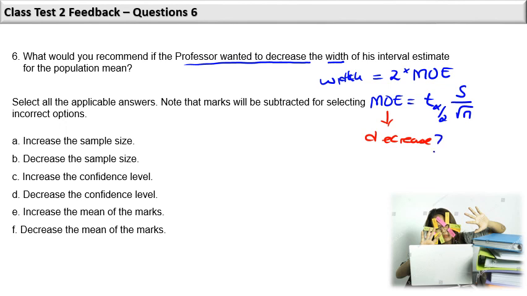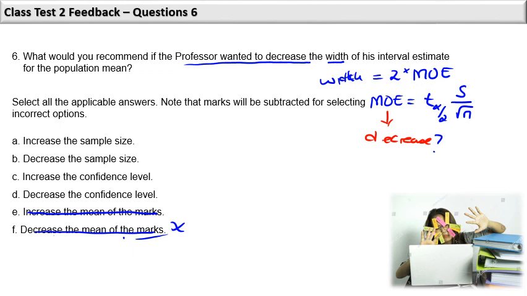Now, looking at the formula of the margin of error, the first way that I can do it, maybe let's go through the answers. Do you realize, if we go from the bottom, if I decrease the mean, will this affect my margin of error? No, it won't affect my margin of error because my mean is not here. So this one is incorrect. So even this one, increasing the mean or decreasing the mean, will not help me in any way.